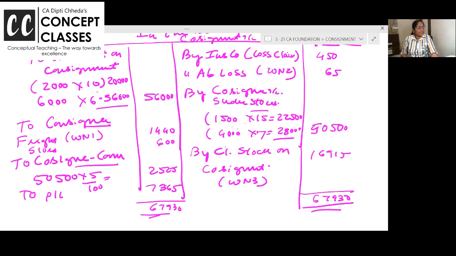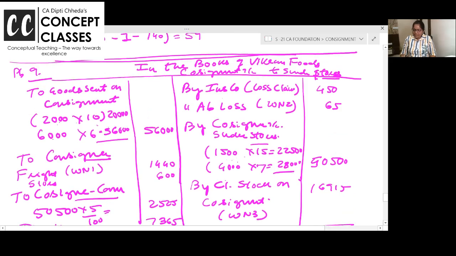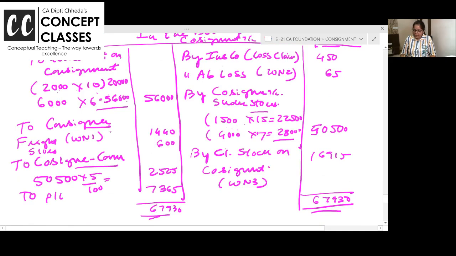Let us also prepare the consignee's account, Sundar's account. Shall I revise the problem? First is send the goods. Next is consignor's expense, which is not there in this problem. Consignee's expense. Freight is non-recurring. Stores, rental and all is recurring.